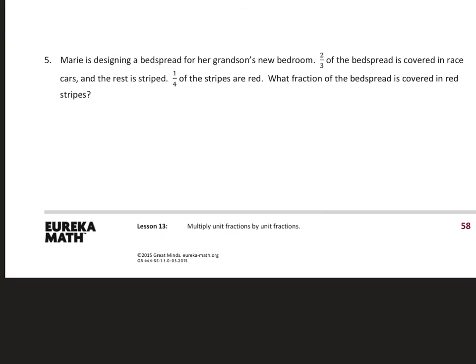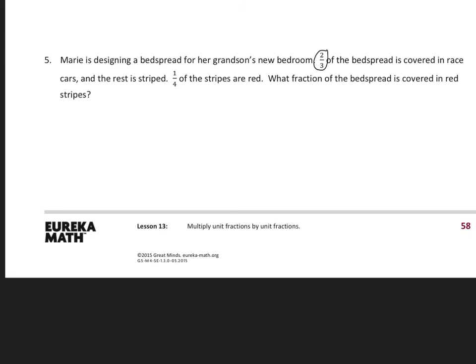Before we tackle this, just know that as we get down to the end of the problem set, the word problems get a little bit more complex. We have to do a little bit more reading to make sure that we understand what's going on. So number 5 says, Marie is designing a bedspread for her grandson's new bedroom. All right, that first sentence just sets up the word problem, and there's nothing really useful for us to solve. The next sentence says, 2/3 of the bedspread is covered in race cars.